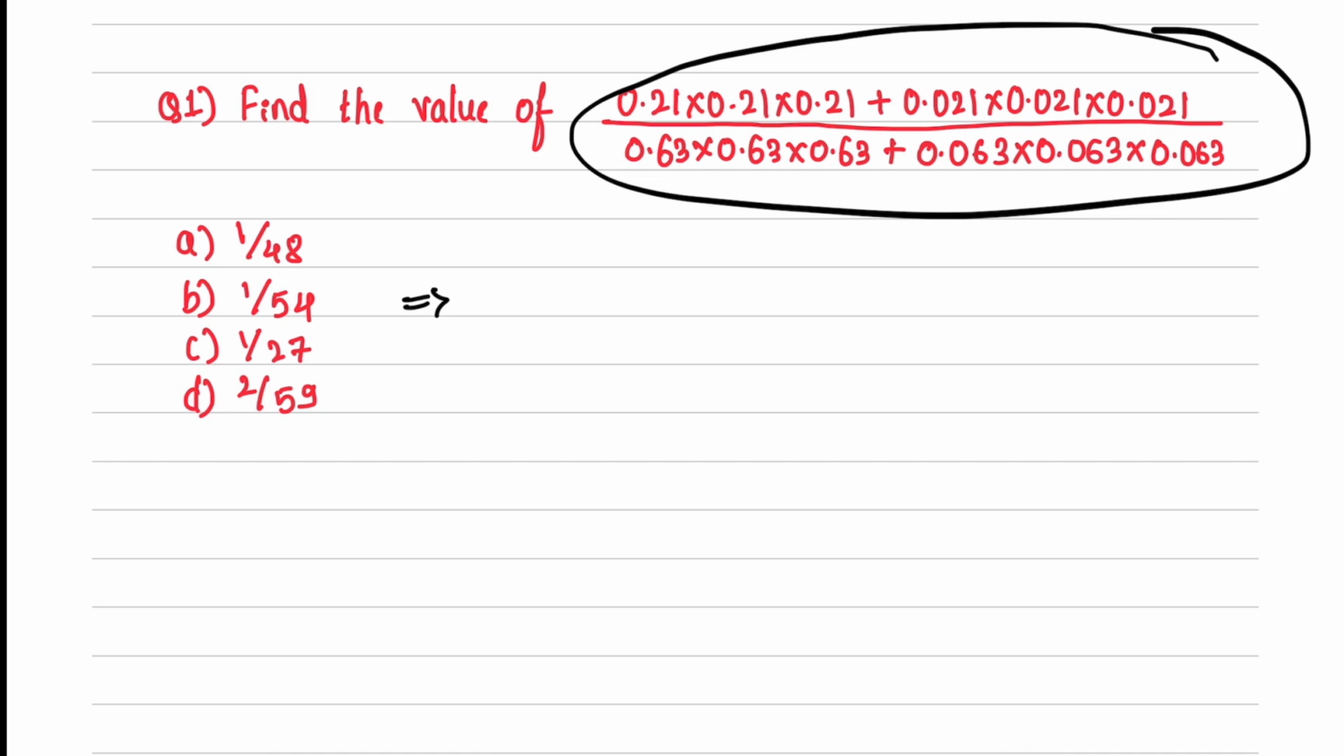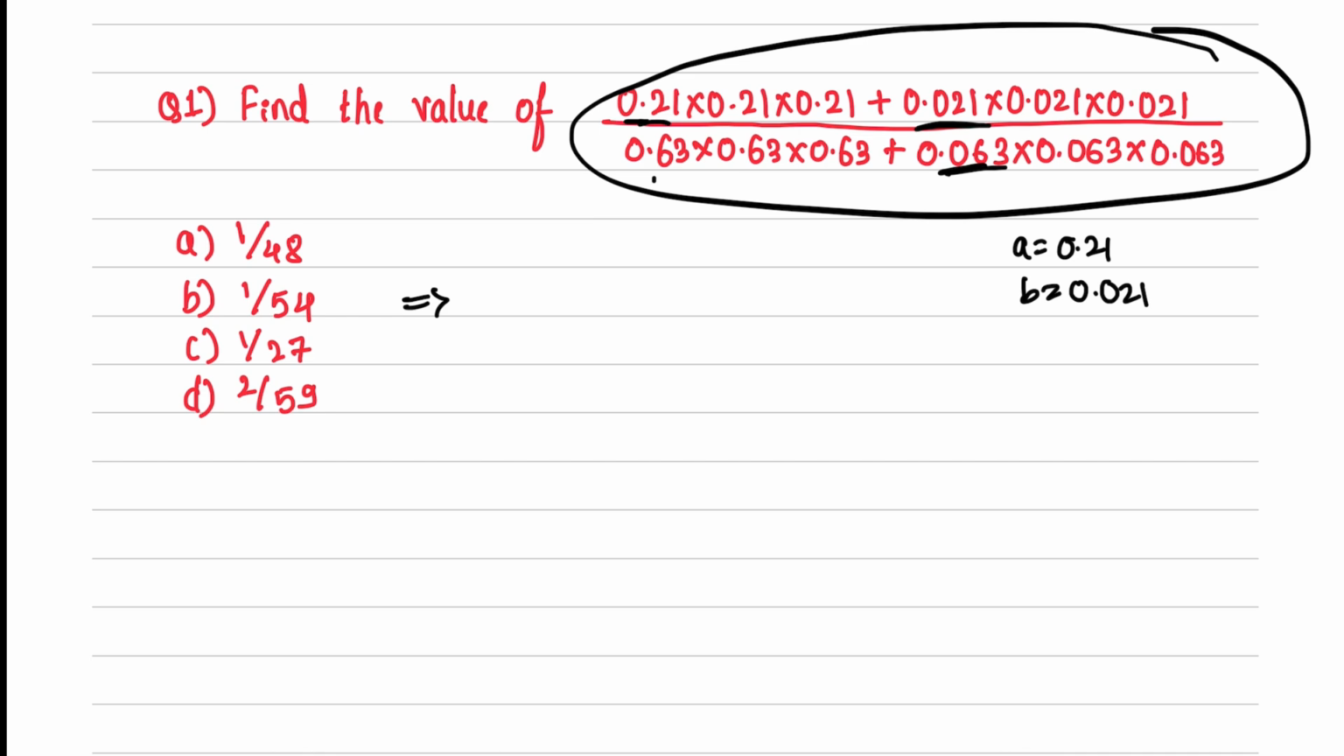0.21 is 3 times and here 0.21 is 3 times. And 0.63, which is a multiple of 0.21, is 3 times, and here also 0.063, which is a multiple of 0.021, is again 3 times. So we can take A equal to 0.21 and B equal to 0.021. So let us assume A equal to 0.21 and B equal to 0.021.